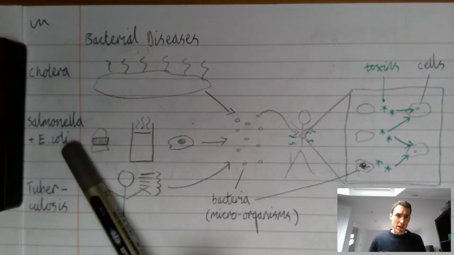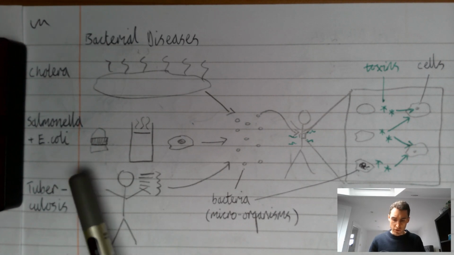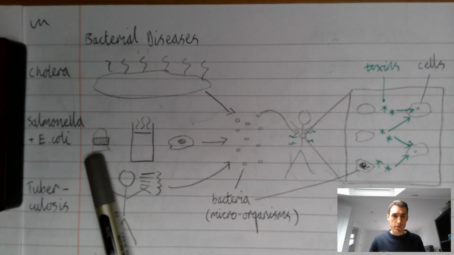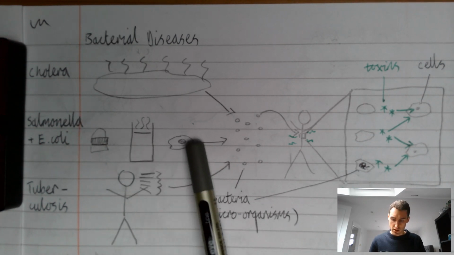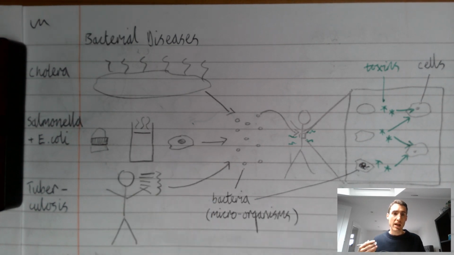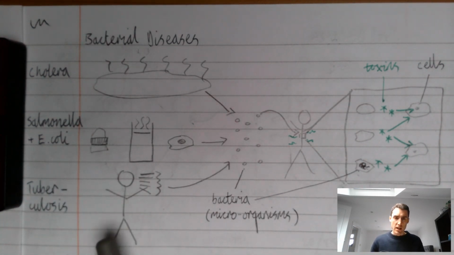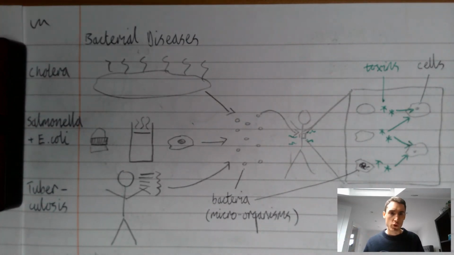Second two, Salmonella and E. coli, both found in food. So I've drawn a very rudimentary beef burger, some smelly gone-off milk, and an egg, so an egg that might contain Salmonella. And then thirdly, tuberculosis. This is typically airborne. It's transmitted by coughing, and so on.